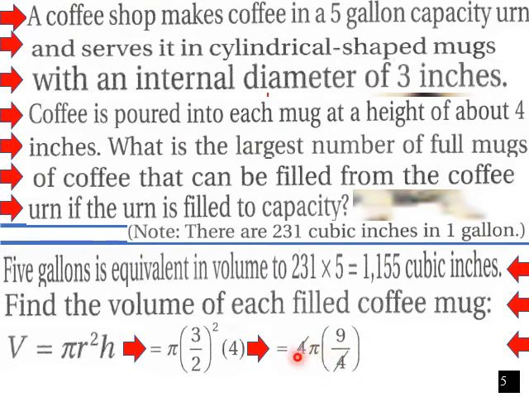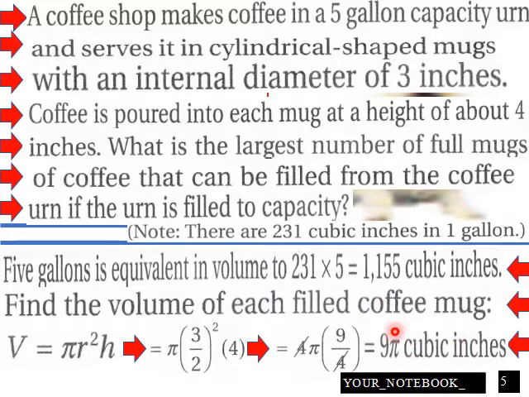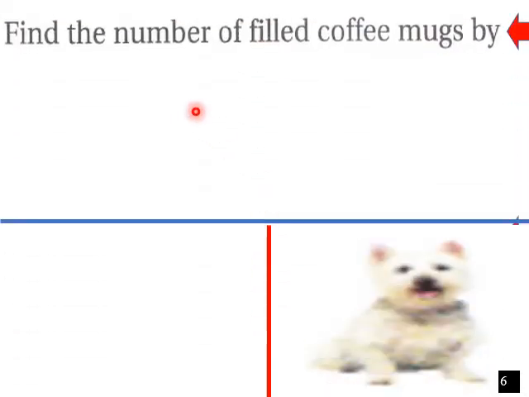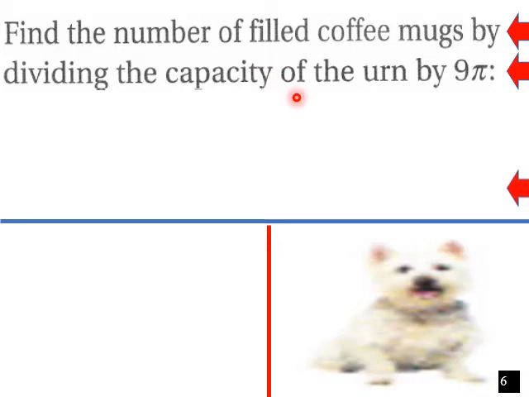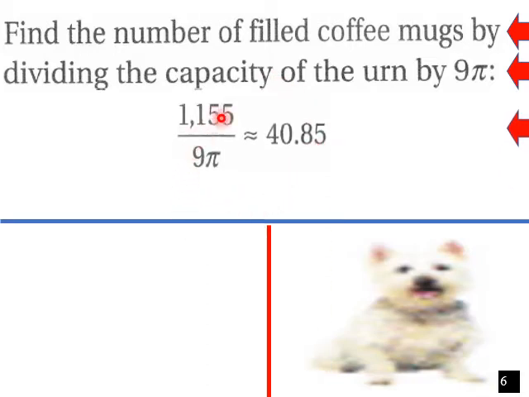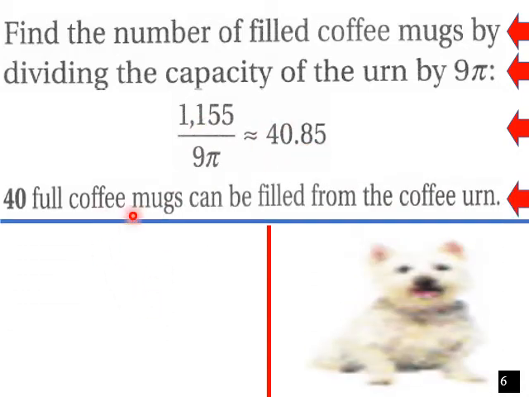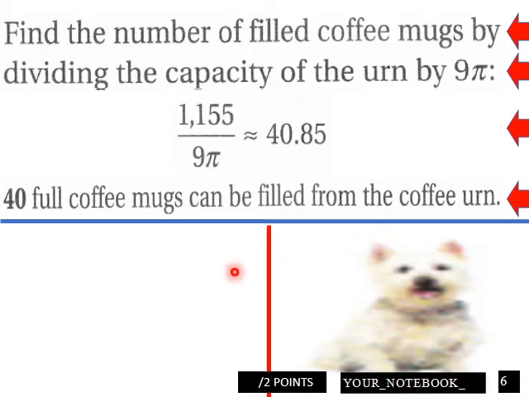The 4 and the 4 cancel, so it would be 9 pi cubic inches for the volume of each coffee mug. That is how you would figure the volume of a cylinder. Find the number of filled coffee mugs by dividing the capacity of the urn by 9 pi. Now that we know each coffee mug is 9 pi, we divide that into 1,155 and we get 40.85. So 40 full coffee mugs could be filled from the coffee urn.